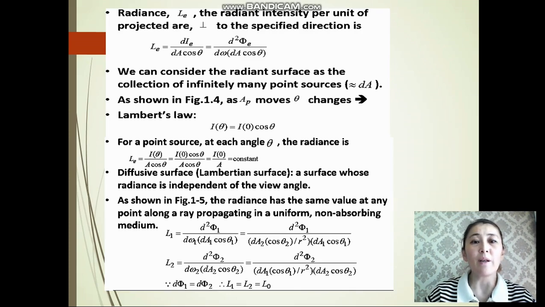We can consider the radiant surface as a collection of infinitely many point sources. As shown before, this can be changed by Lambert's law. A diffusive surface, or Lambertian surface, is a surface whose radiance is independent of the view angle. As shown in figure 1.5, the radiance has the same value at any point along a ray propagating in a uniform non-absorbing medium.